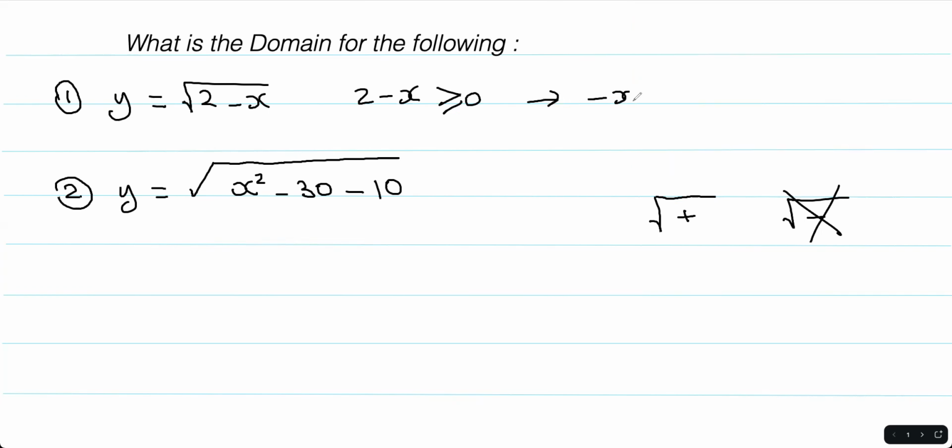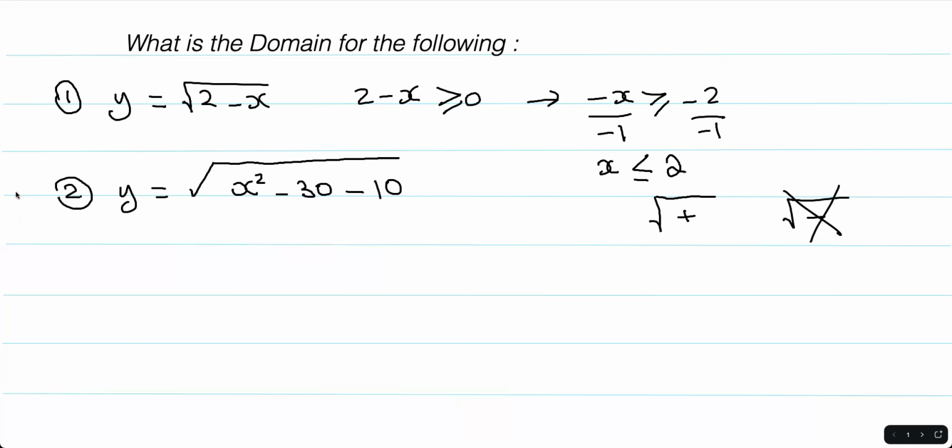And therefore, negative x has to be greater than or equal to negative 2. I moved the 2 to the other side, it became negative. Divide both sides by negative 1. And as we mentioned in my last video, when you divide by a negative, the inequality sign flips, and therefore x has to be less than or equal to 2.